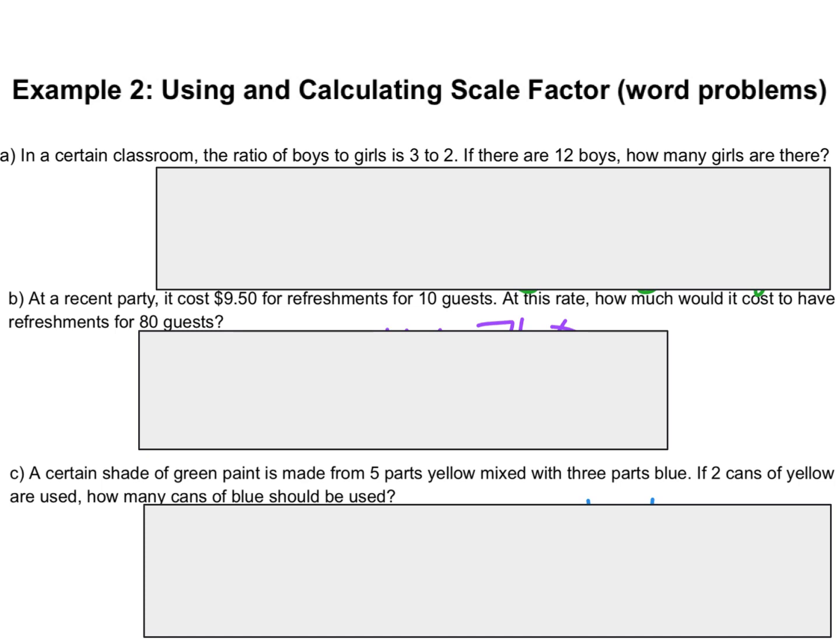So the first one says, in a certain classroom, the ratio of boys to girls is 3 to 2. If there are 12 boys, how many girls are there? So it says the ratio of boys to girls is 3 to 2. Technically, it could say the scale factor is 3 to 2. Ratio and that continual scale factor really are the same thing. We just generally don't use it when we're comparing. Scale factor is like growing and shrinking figures and not necessarily boys to girls sort of ratios. So if there are 12 boys, how many girls are there?